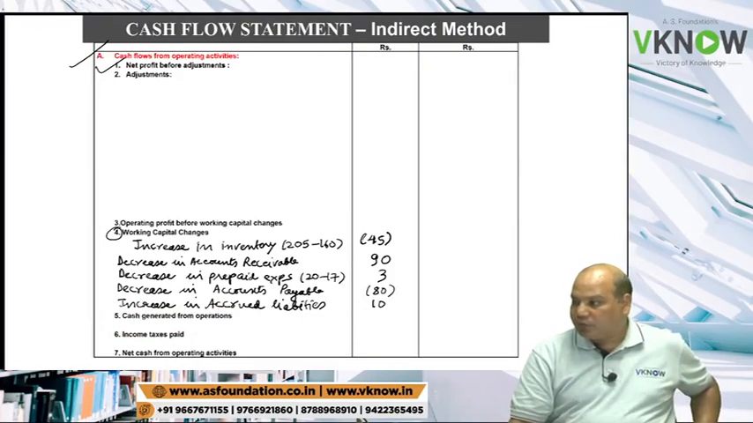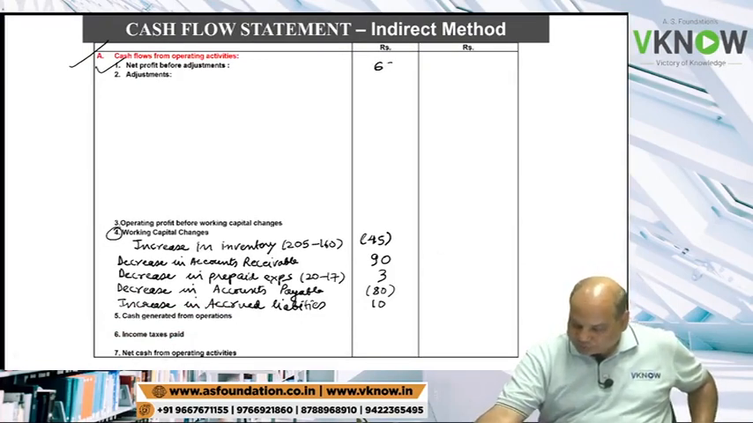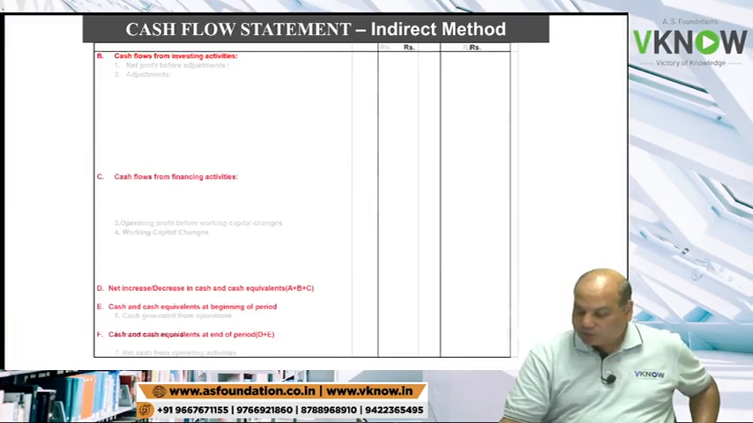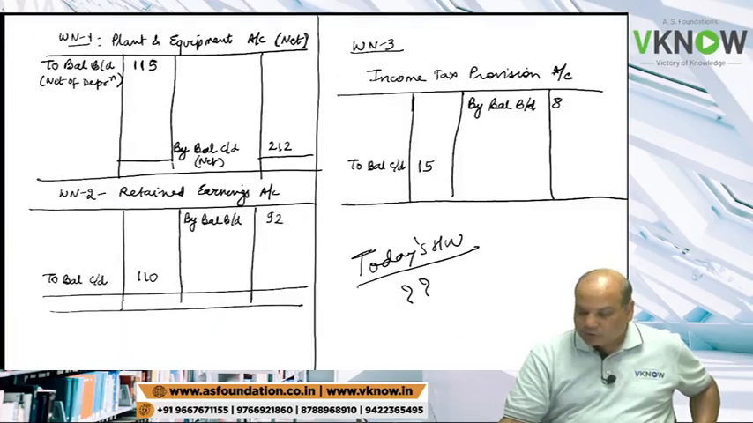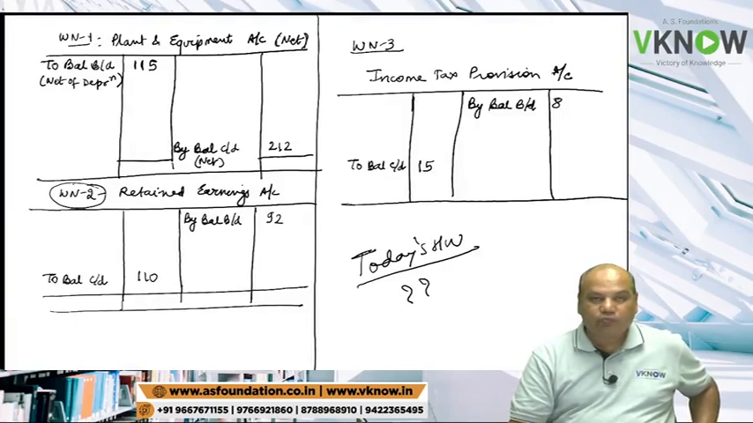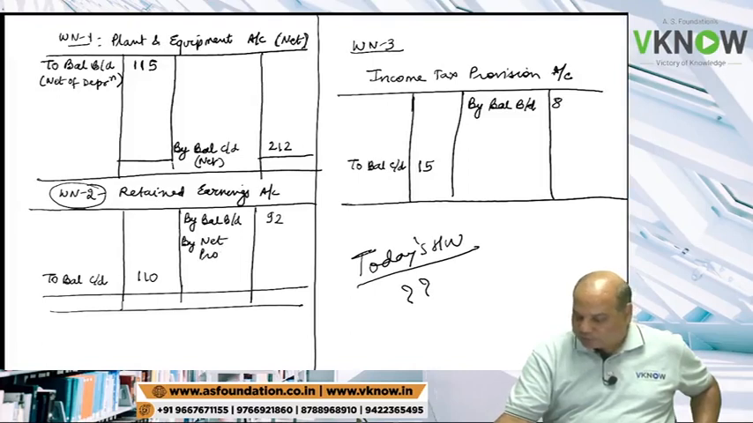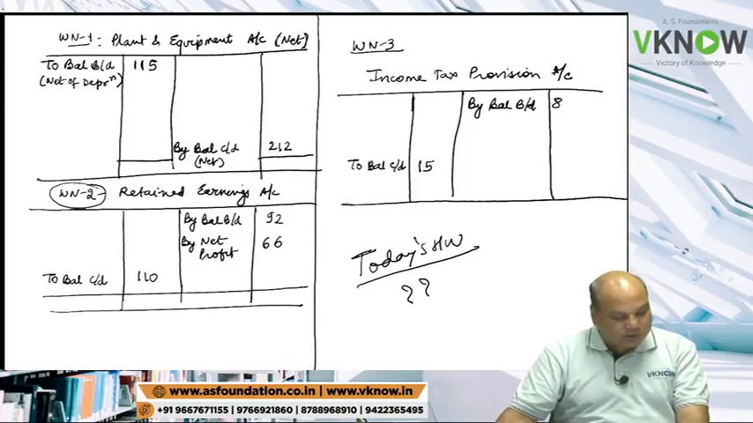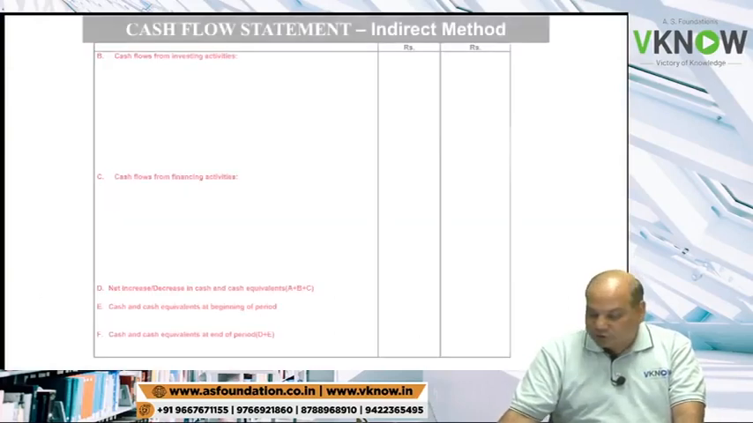Net profit before adjustment 66. And the second effect of that will be in working note 2, retained earning account. Current year net profit, by net profit 66. Any query till now? Then the next item in the P&L account is provision for taxation.